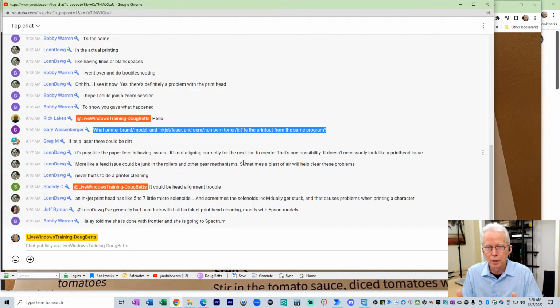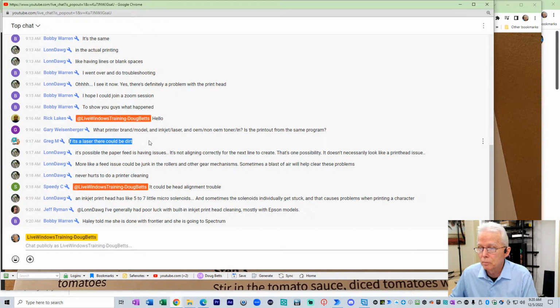That's a great way to go. If you just do a Google search for the printer brand and model and the description of the symptom, type the printer brand and model, and then start typing the description, see what suggestions come up. If it's a frequent problem, you're going to find it pretty quickly.